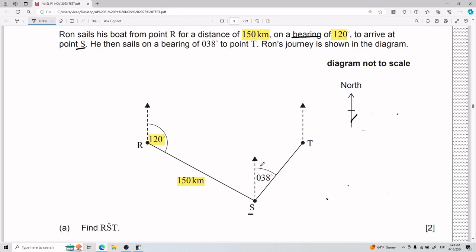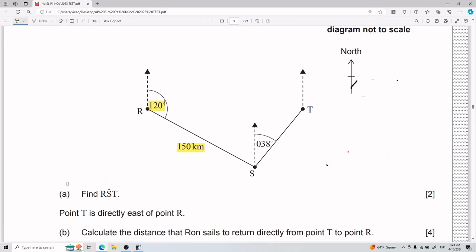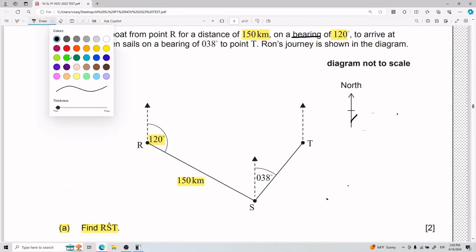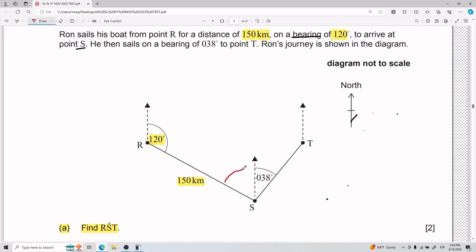And then he sails on a bearing of 38 to reach point T. Ron's journey is shown in the diagram, and we need to find part A, angle RST. And so clearly RST is this whole thing over here. And so it's going to be 38 plus something, right?